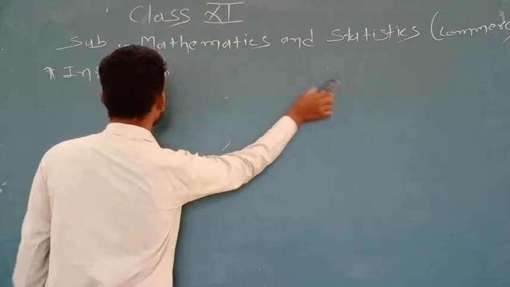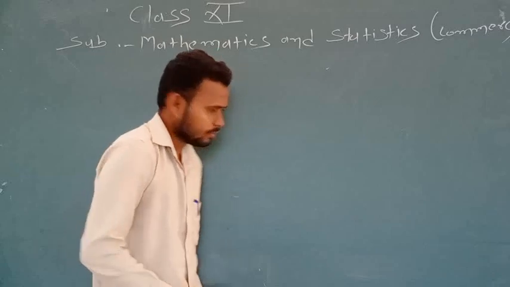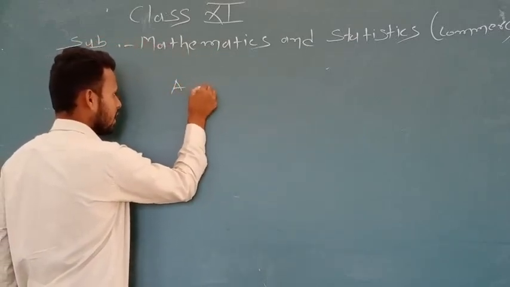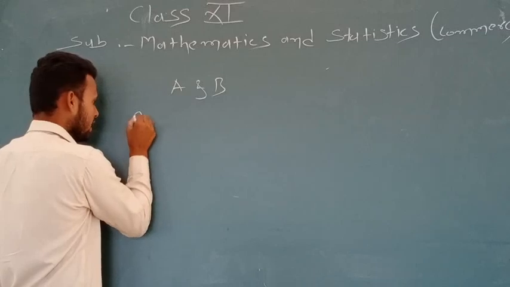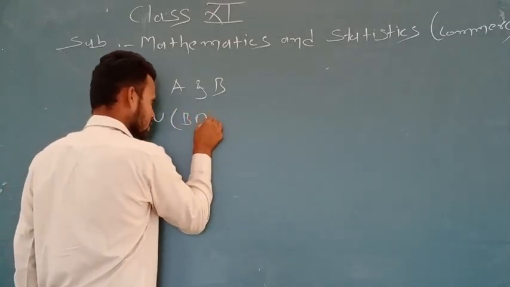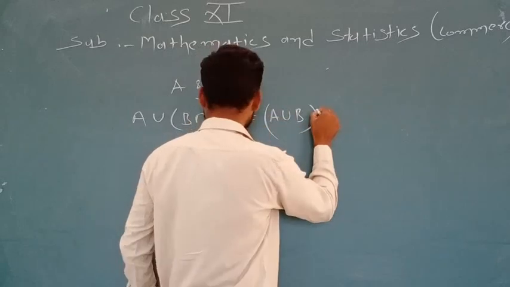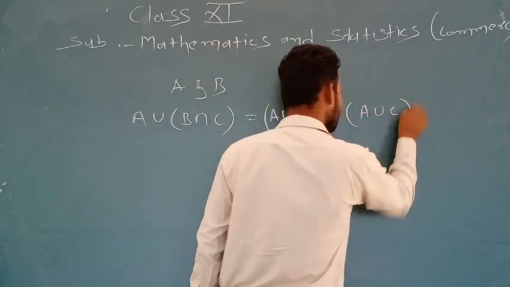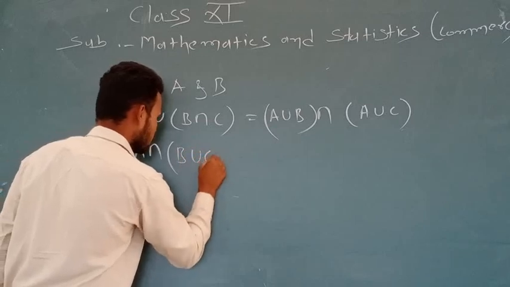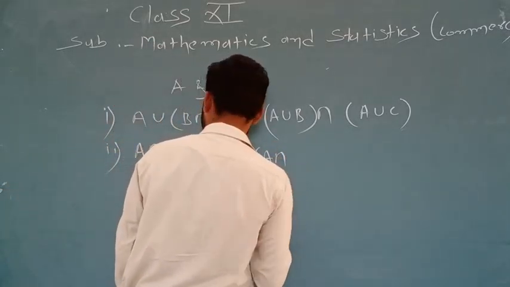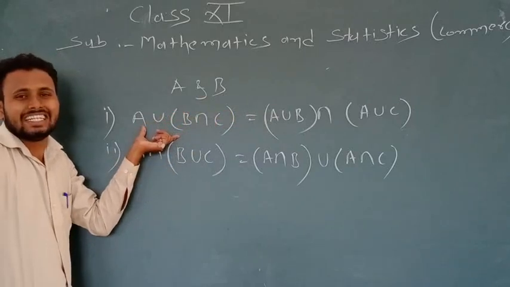Now next there is one property, the distributive property. Here we only have the statement. Suppose A, B and C are any sets. Then the distributive property: A union (B intersection C) is equal to (A union B) intersection (A union C), and second, A intersection (B union C) is equal to (A intersection B) union (A intersection C). That is called the distributive property.